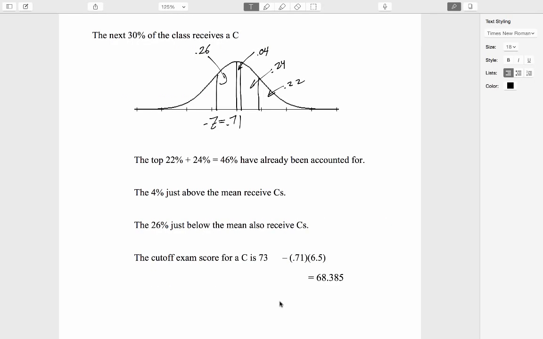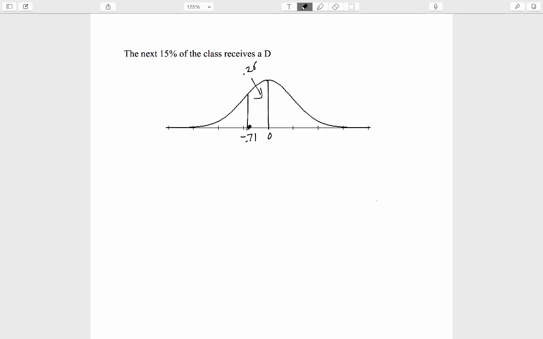Thus the cutoff exam score for a C, the lower cutoff, equals the mean minus 0.71 copies of our measuring stick, which equals 68.385. The next 15% of the class, that is the next 15% of the class down from the cutoff for a C, receives a D. That means there's some region here just below the C range that contains 0.15 of the class.